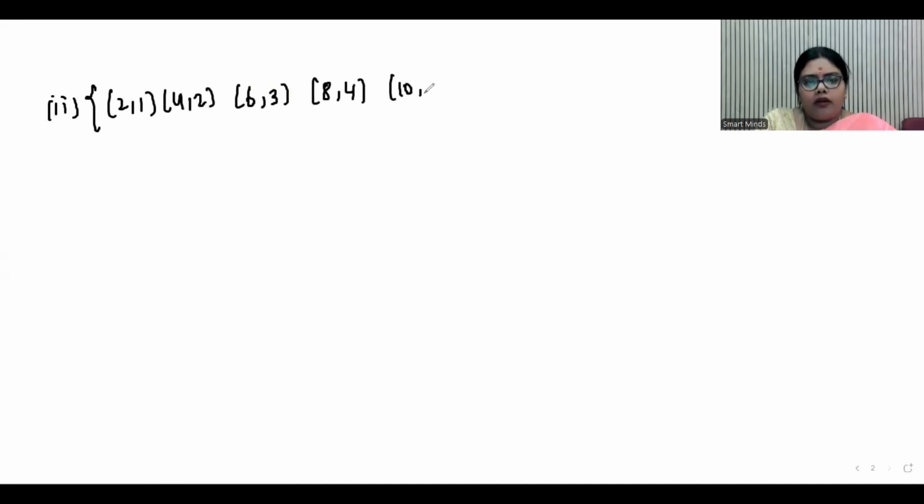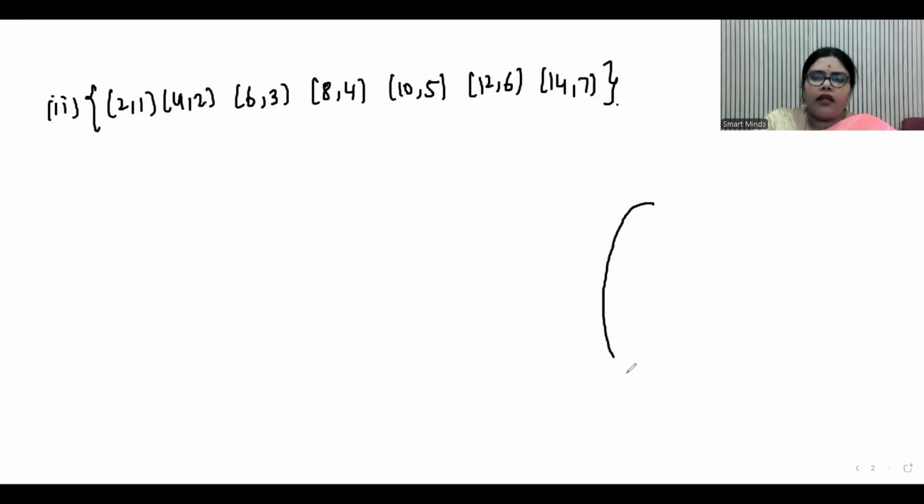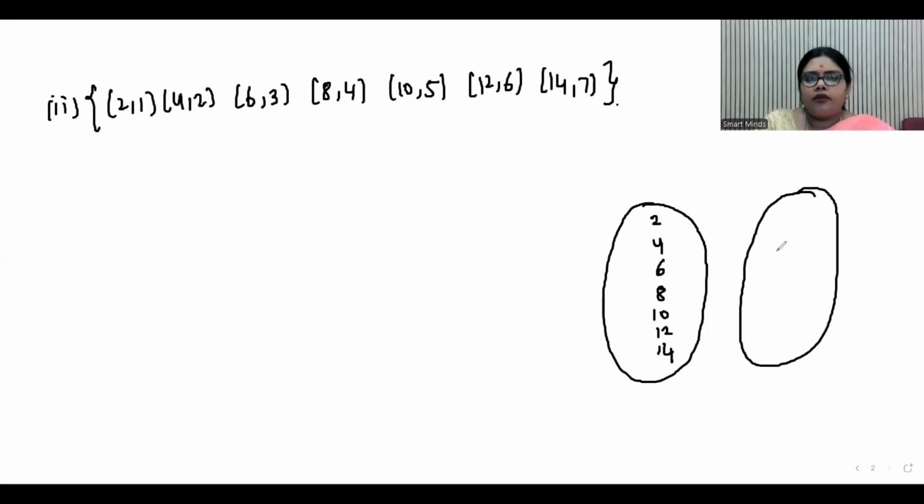The same way we will take the second bit. What is the second bit? 2, 1, 4, 2, 6, 3, 8, 4, 10, 5, 12, 6, 14, 7. Again with the help of an arrow diagram, let us see. So in the first set you have 2, 4, 6, 8, 10, 12, 14. And in the second set you have 1, 2, 3, 4, 5, 6, 7.